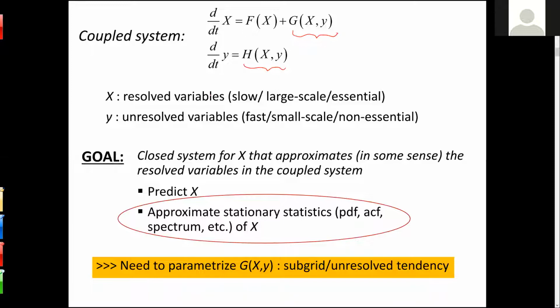All right. So since you want a system in X alone, if you look at the coupled system, we want to replace G, okay, by some term or some estimate that can be solved using information about X alone, without knowing what Y is. We refer to G as the subgrid term or unresolved tendency. So throughout the talk, I will refer to that term as subgrid term or unresolved term or subgrid scale term.